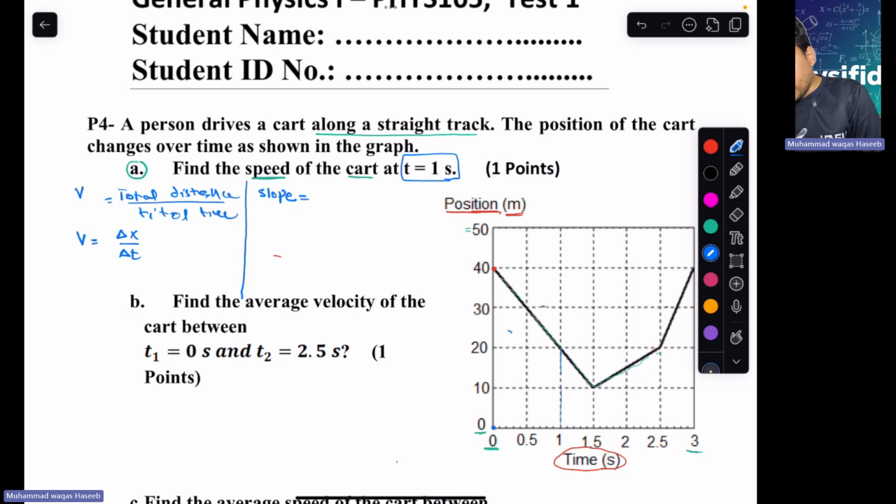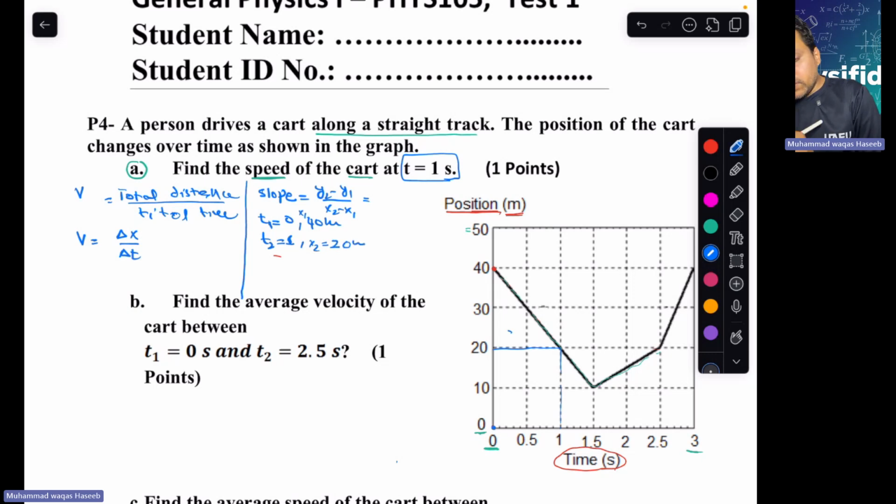How do you take a slope between 2 points? It is y2 minus y1 over x2 minus x1. In your case, position is represented as x and time is represented as t1, t2. At time t1 equals 0, your position is 40 meters. At time t2, which is 1 second, the position is 20 meters.